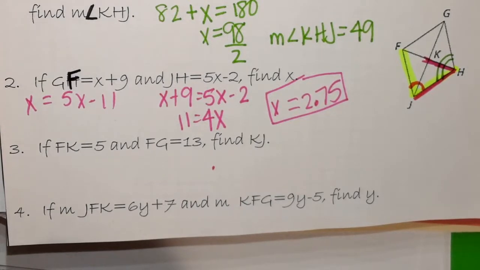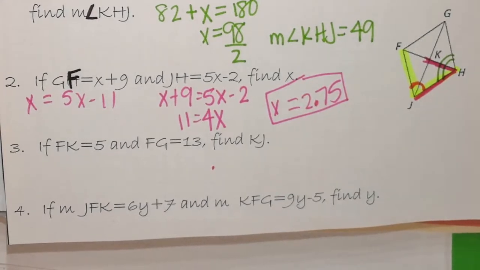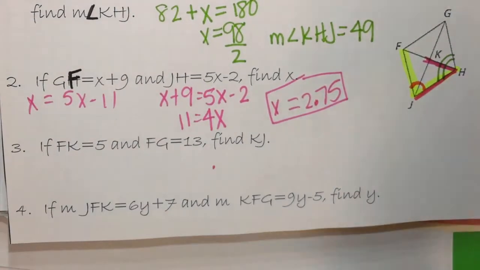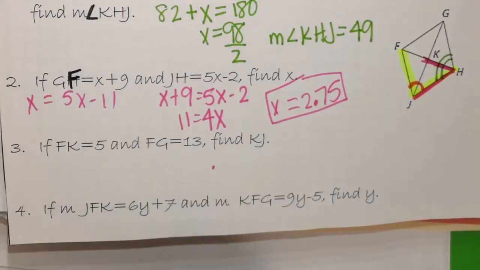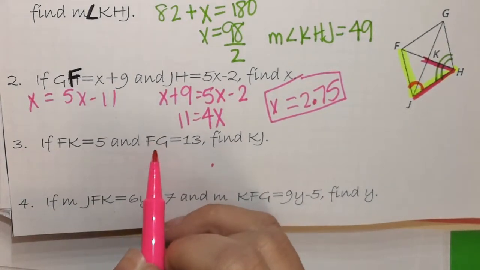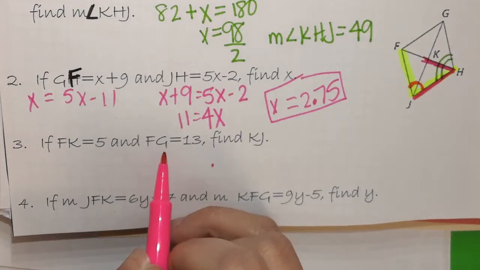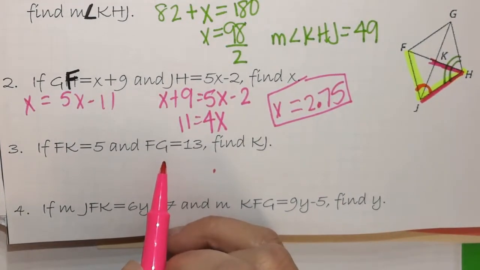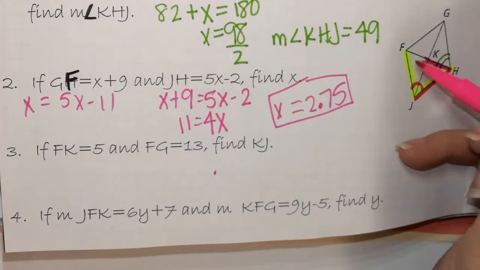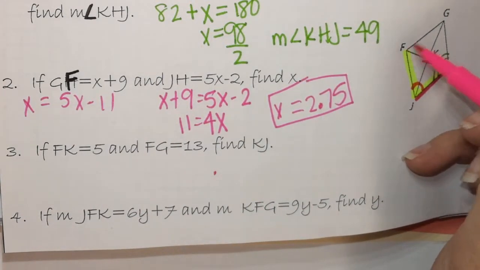Alright, let's look at number 3. I love this problem. Number 3 tells us that FK is 5. And we're going to stop talking while I'm talking, and I'm not going to tell you again, or you're both going to have to spend time scraping gum off the bottom of my desk. Thank you. Alright, it tells me that FK is 5, and FG is 13, correct?